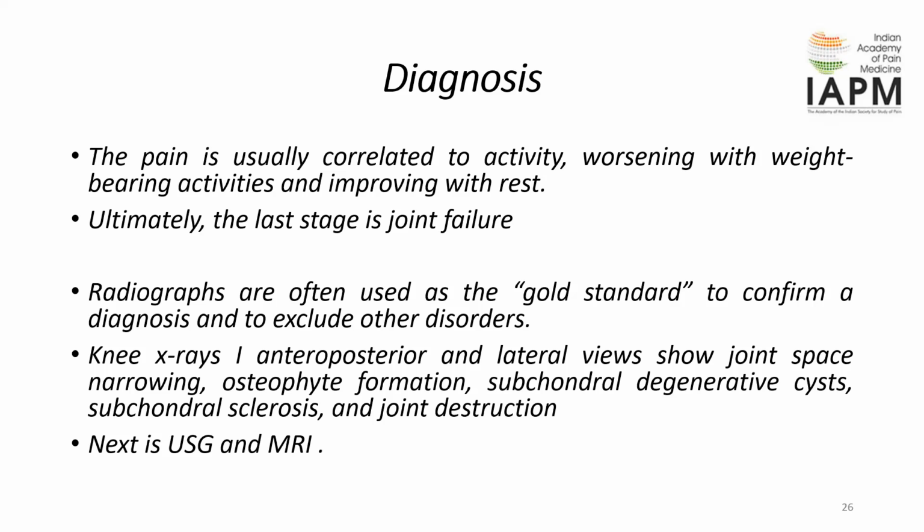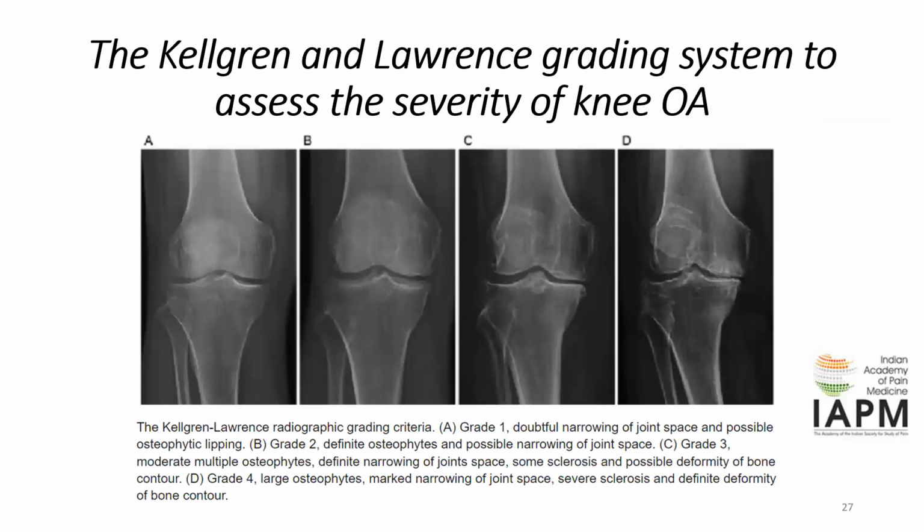How to diagnose this? X-ray is the gold standard. If we do AP and lateral views, we can see changes like joint space narrowing, osteophyte formation, subchondral cyst, and joint destruction. Ultrasound and MRI are mainly used to rule out other conditions rather than to diagnose this condition. Assessment is done on the basis of X-ray findings.